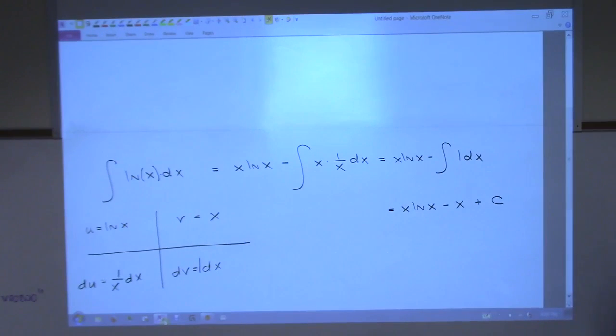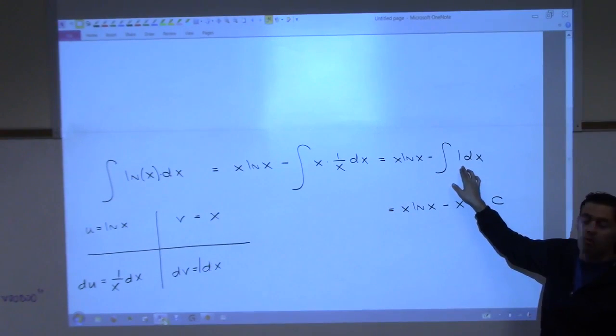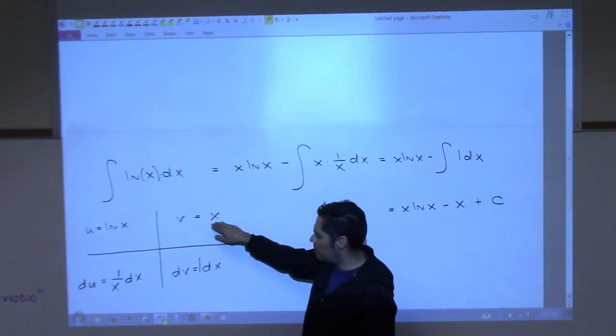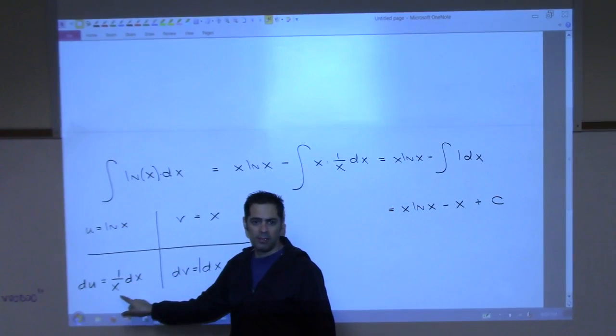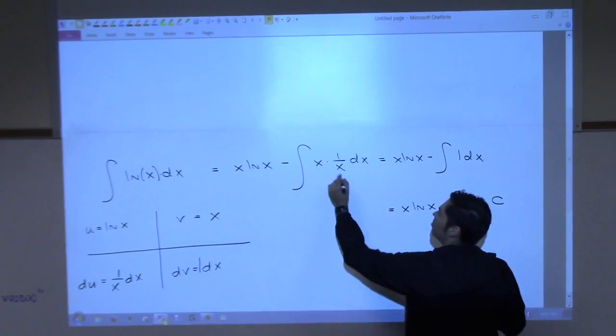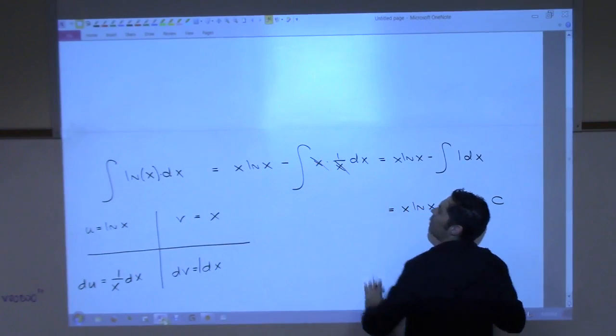Wouldn't that be the integral, isn't it x dx, because it's v times dv? Yeah, I'm using 1. No, not x, sorry. It's v is x, right? Times 1 over x dx. So these two right here, they cancel out and you get your 1.